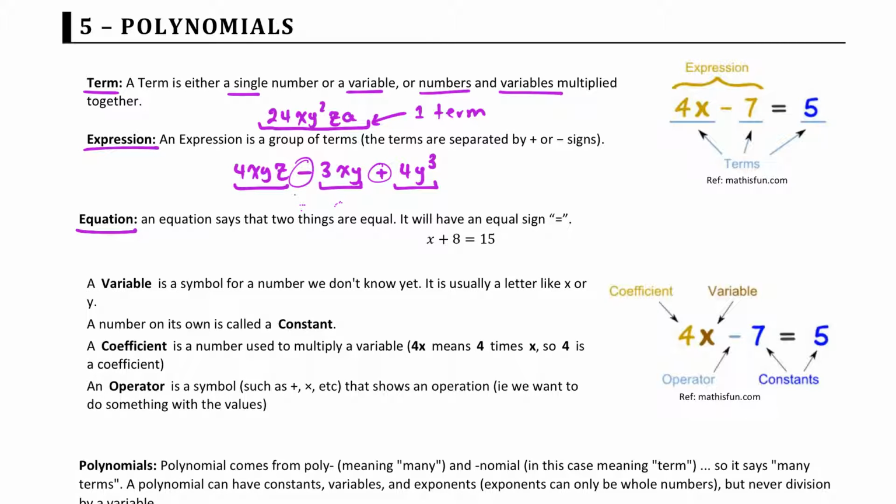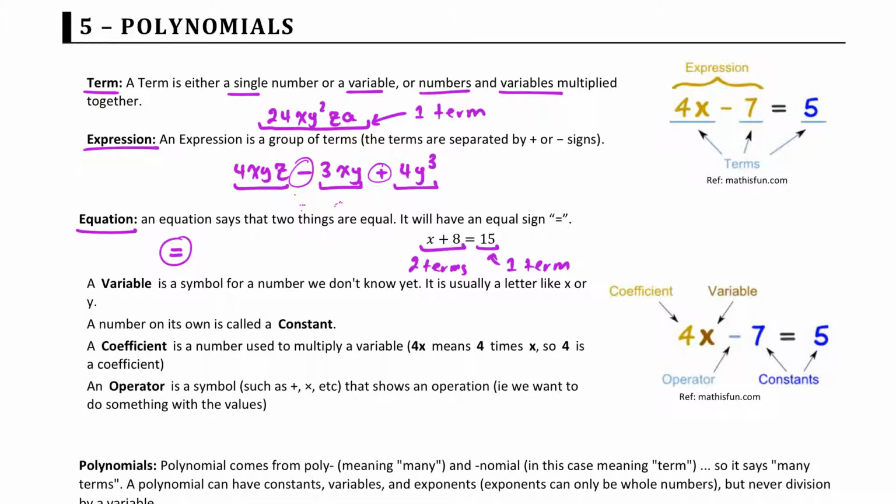Now, an equation says that two things are equal. So usually we have one expression on the left side of the equal sign and one expression on the right side. On the left side, this expression has two terms, and on the right side we have one term over here. So whenever we use the word equation, we're talking about something that has an equal sign.